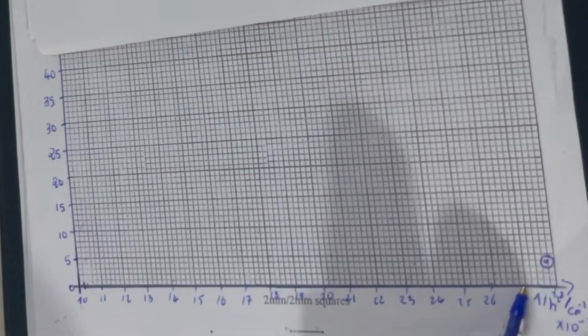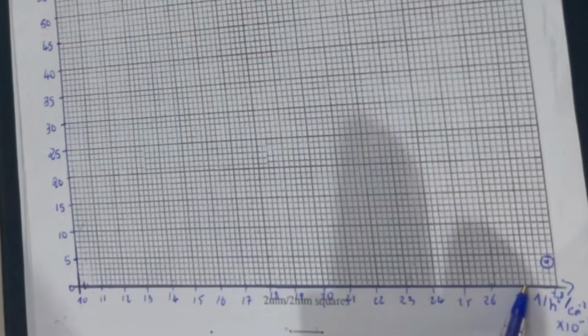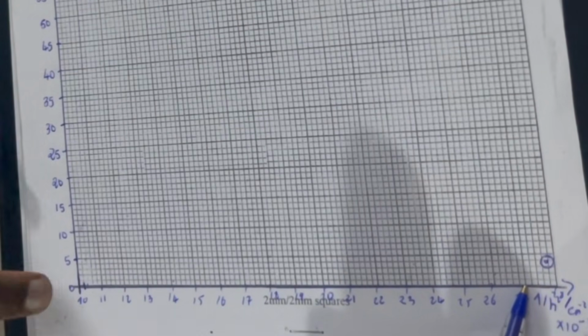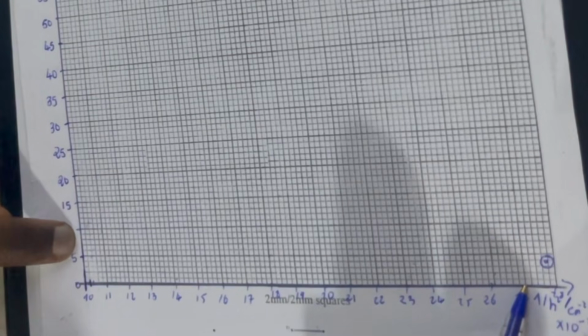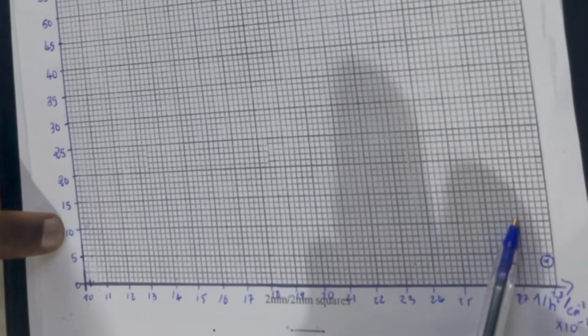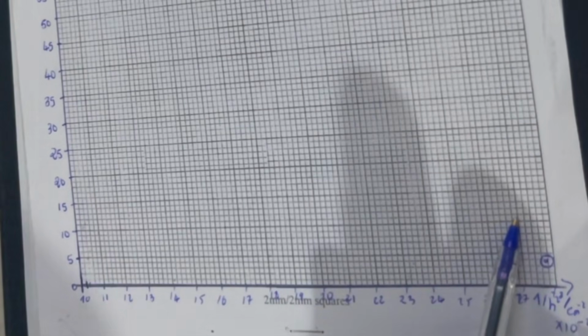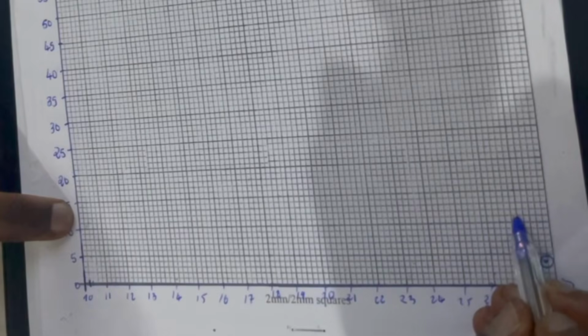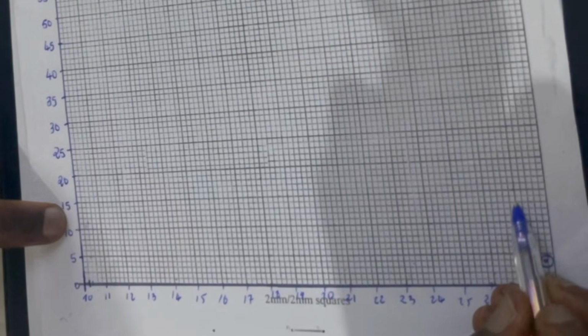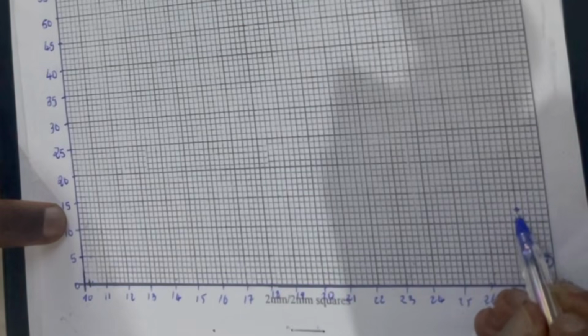I move to the next point. The next point is 26.9. 26.9 is slightly close to 27. And on the vertical axis, we have 11.7. 11.7 is between 10 and 15, but near the middle, because the middle here is 12.5, so it should be somewhere here, like this. Now, next point.